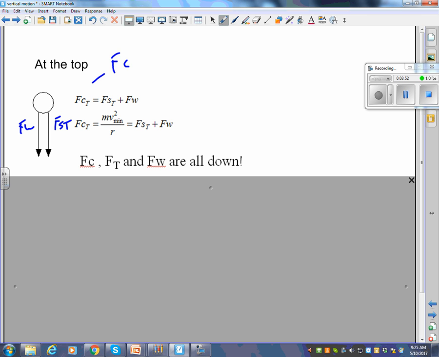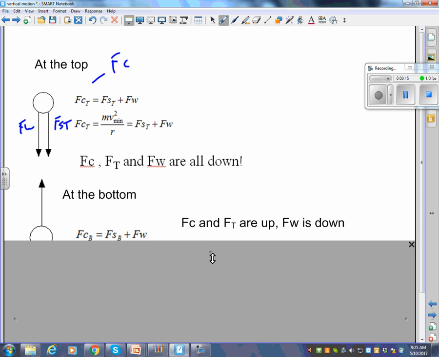Okay? And then this FCT, the centripetal force, as before, is mv squared over r, and because we know that it's going the slowest at the top, we're going to call that m v min squared over r, the minimum velocity, the slowest possible speed. And that's equal to FST plus FW. And all of them are down.